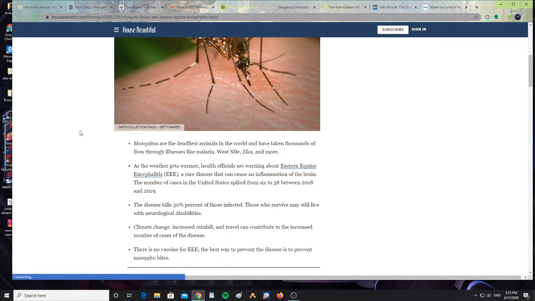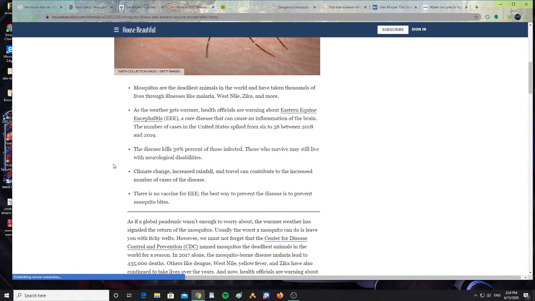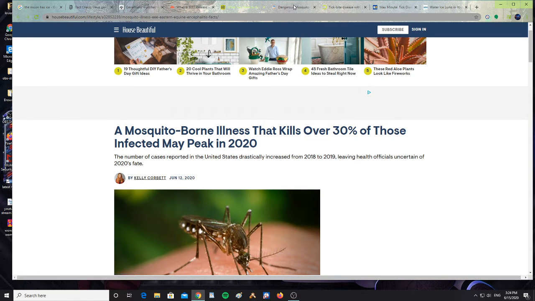Mosquitoes are the deadliest animals in the world, and they have taken thousands of lives through illnesses like malaria, West Nile, Zika, and more. As the weather gets warmer, health officials are warning about eastern equine encephalitis, a rare disease that can cause an inflammation of the brain. The number of cases in the United States spiked from 6 to 38 between 2018 and 2019. The disease kills 30% of those infected. Those who survive may still live with neurological disabilities. Climate change, increased rainfall, and travel can contribute to the increased number of cases. There is no vaccine for EEE. The best way to prevent the disease is to prevent mosquito bites. And everybody knows it's a gambling chance because mosquitoes are everywhere.